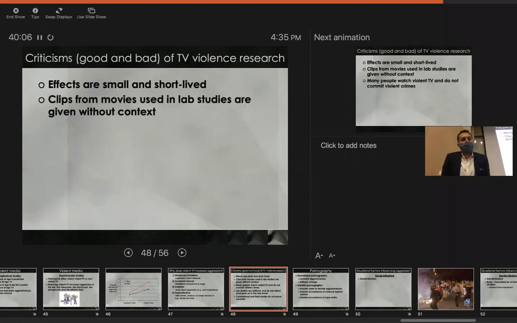Secondly, the criticism is that in experimental studies, participants are usually shown clips from movies. They're not shown a whole 2-hour-long movie. They're shown like a 5-minute clip, because it's hard to keep people in the lab for that long. And so the criticism is that you're showing people this violent clip out of context.